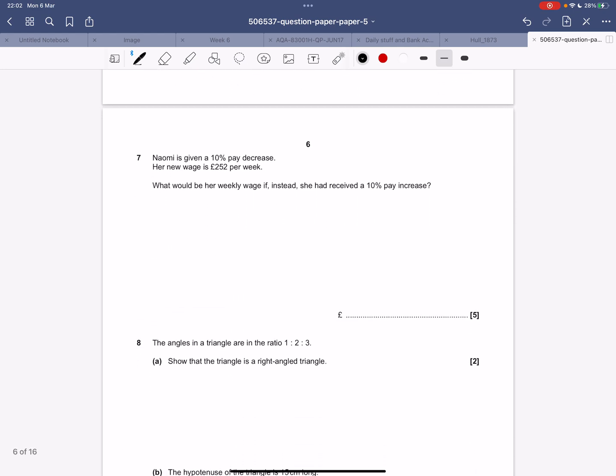Okay, Naomi is given a 10% pay decrease. Her new wage is £252 per week. What would her weekly wage have been if instead she'd received a 10% pay increase? So 90% of her original wages is £252. So 0.9 times the original wage is 252. I'm going to multiply both sides by 10. So 9 times the original wage is 2,520.